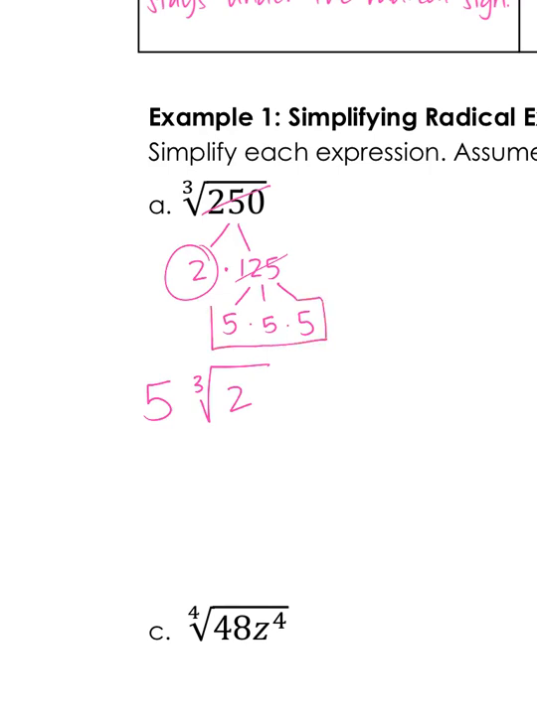So once I had my group of 3 because of the index right here, I need 3 5s. So I have a group of 3 5s, so I take 5 outside. And then this 2 goes inside.